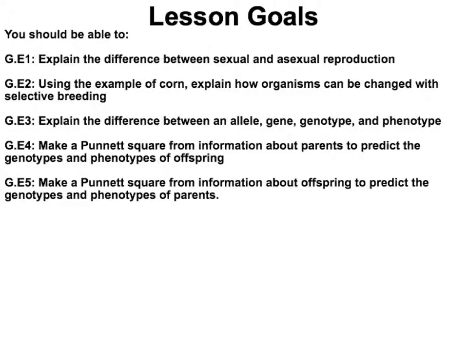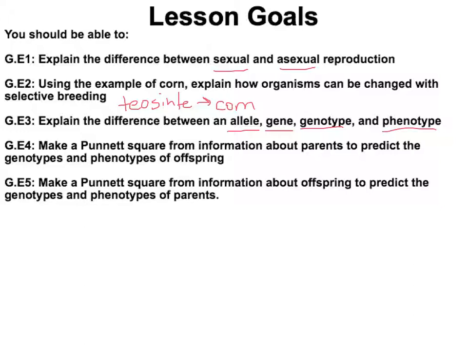Here's another part of the notes for Activity 5. Remember what our goals are. First, you should be able to explain the difference between sexual and asexual reproduction, something that we already talked about. Using the example of corn, you should be able to explain how organisms can be changed with selective breeding. So for example, how corn was changed from teosinte, from what we know it, to what we know it today as corn. You should be able to explain the difference between these terms: allele, gene, genotype, and phenotype, and that's going to be a main focus of these notes right now.